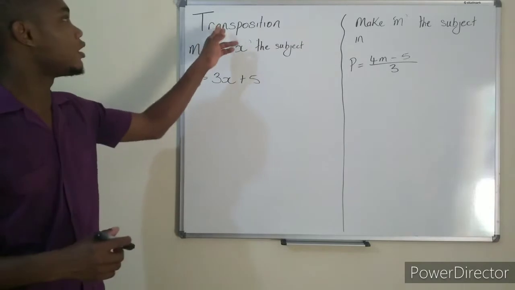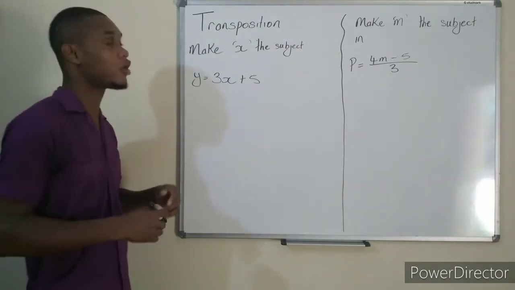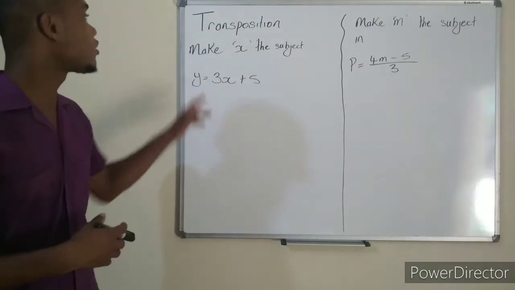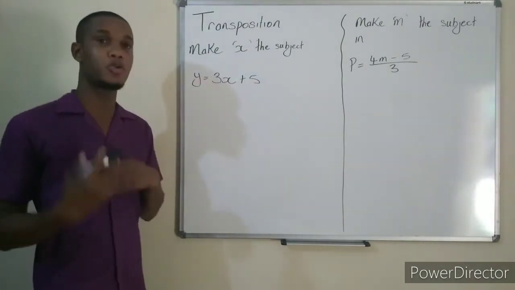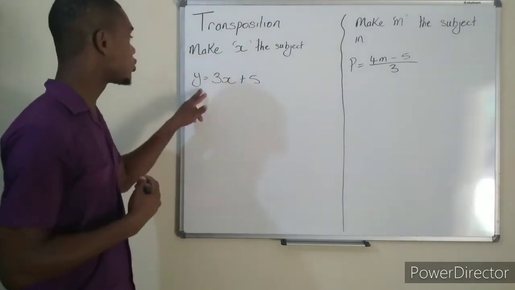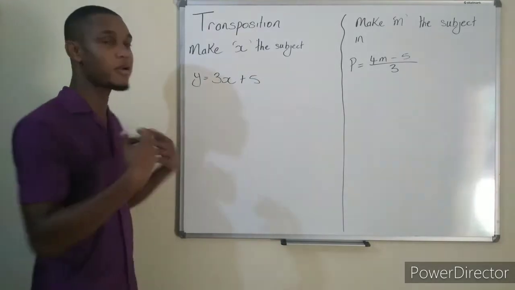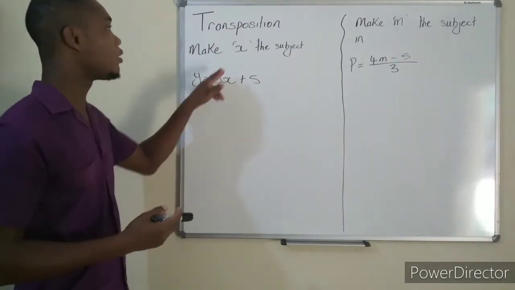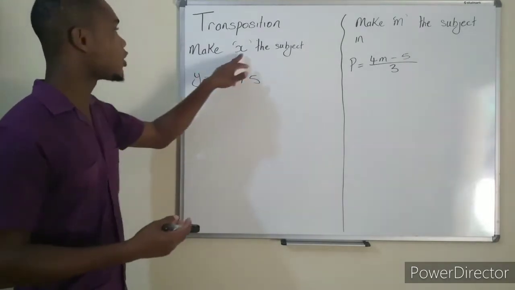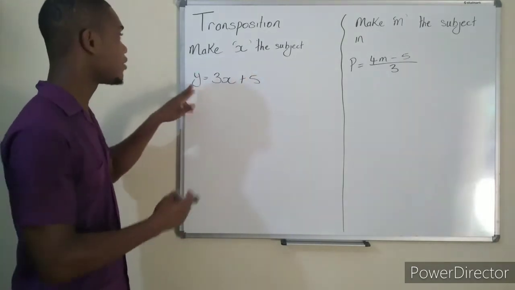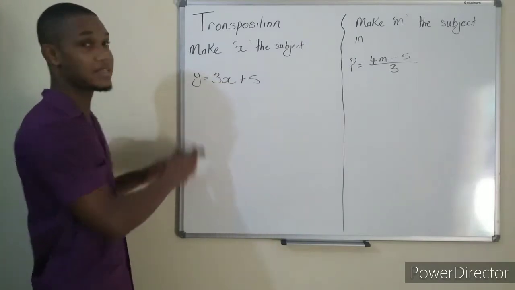So we'll be focusing on the topic of transposition, or transposing a formula. This question says make x the subject. Once you're trying to transpose a formula, it means that you're going to change the subject, or the primary focus of the question, into what the question asks you to make it. So you're supposed to try to make x the variable that stands by itself.